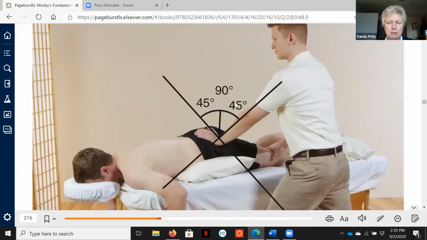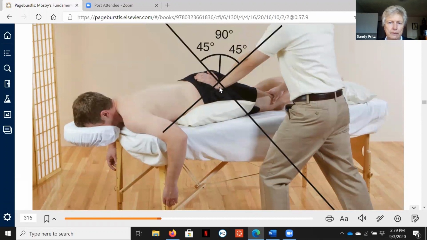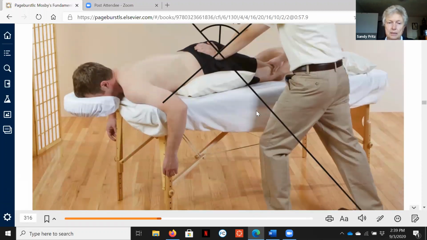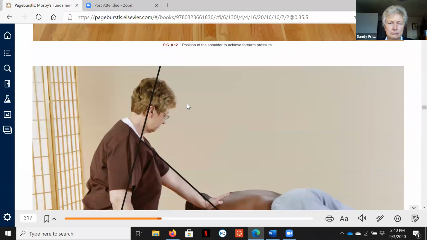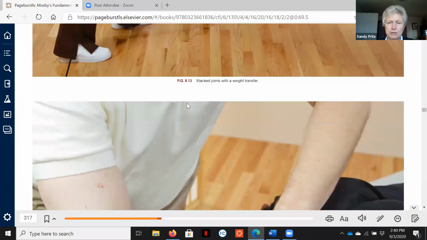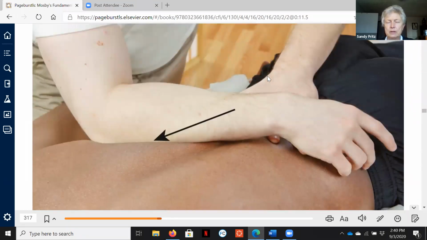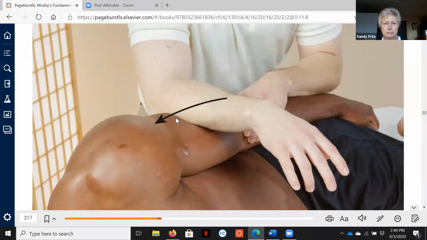Okay. And then the idea of angles, 45 degrees as joint stability. Pictures, pictures, and more pictures. And then the push is going to create a direction of force. So as we are gliding, we compress and then we push out. So that's what this arrow is trying to depict here for you.